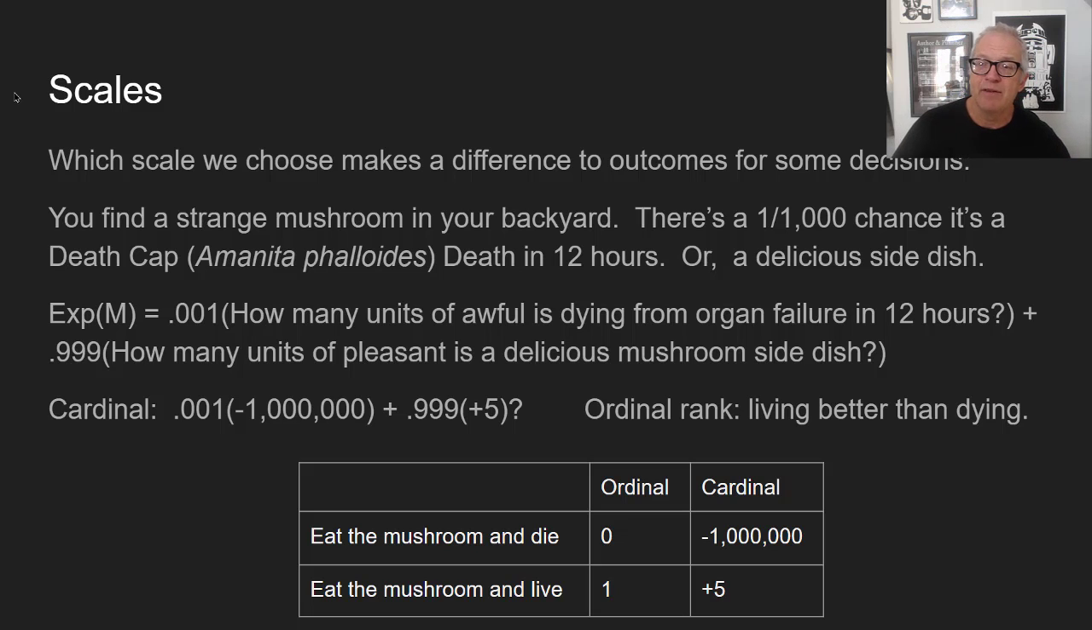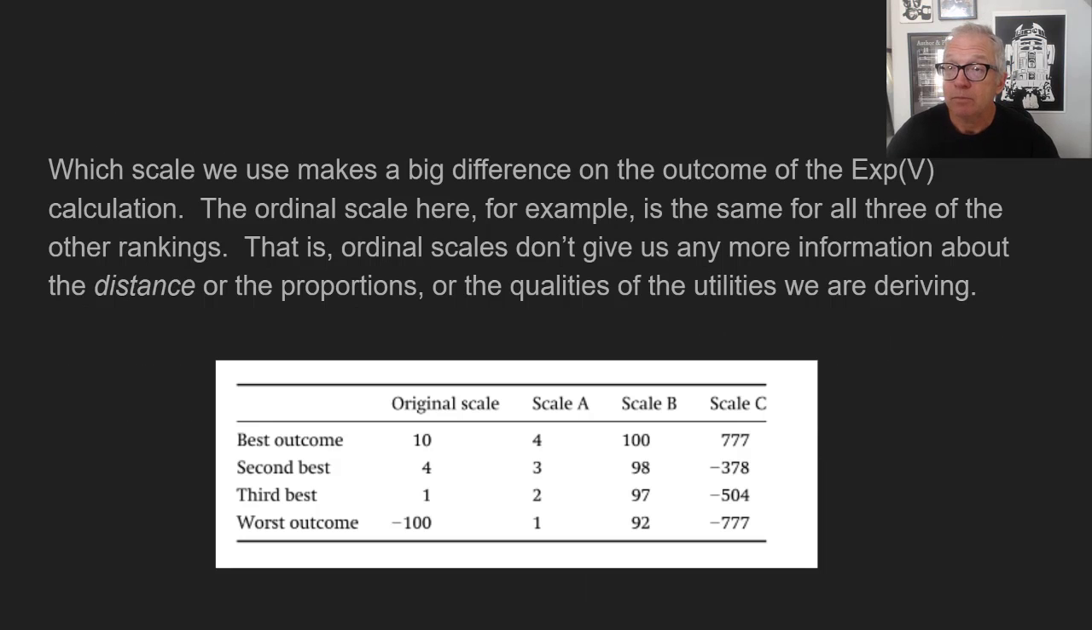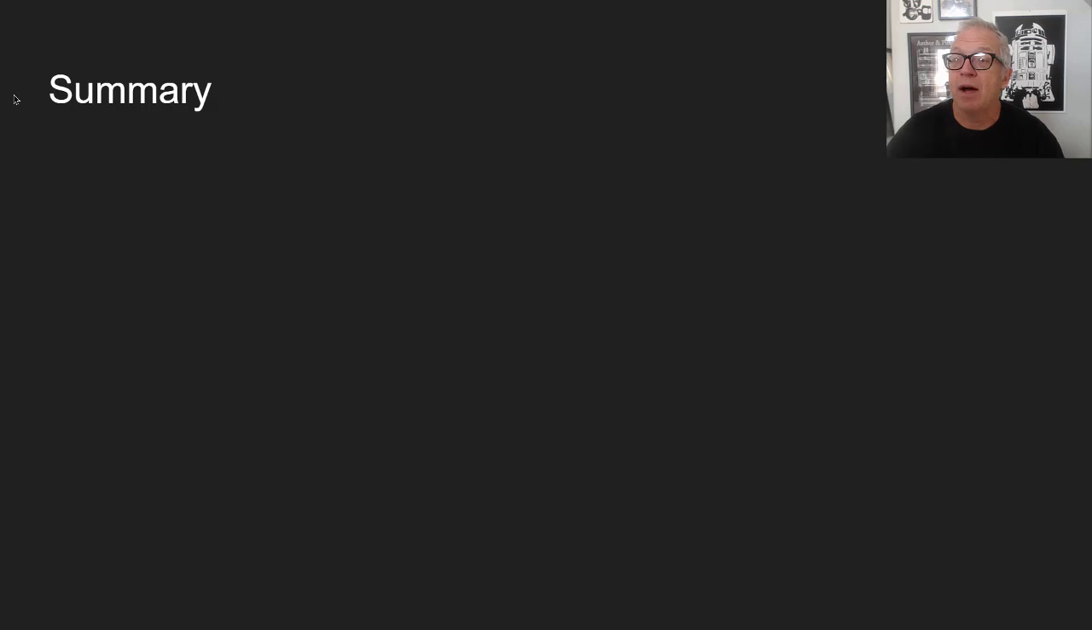Ordinal ranking just says living's better than dying. Cardinal ranking tells us how much worse it is, or how bad a decision it is to eat the mushrooms. Okay, so again, which scale we use makes a big difference on the outcome of the expected value calculation. The ordinal scale here, for example, is the same for all 3 of the other rankings. It doesn't give us information about the distance or the proportions. And this is an example from the book that just does the same thing that I've just discussed.